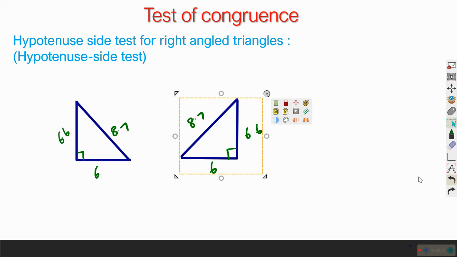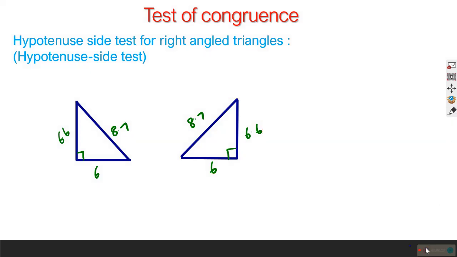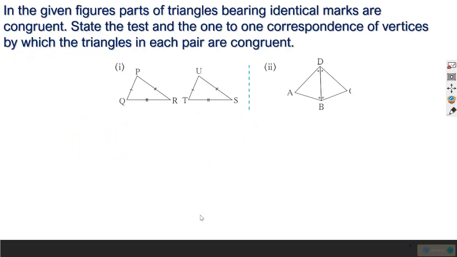Okay, so we learned about congruency of triangles. Let us summarize this. Summarize means all those tests that you have studied. Here is a simple question from your textbook. In the given figure, parts of a triangle bearing identical marks are congruent. State the test and one-to-one correspondence of vertices by which the triangles in each pair are congruent. This is from your textbook. You are asked to write the test of congruence.